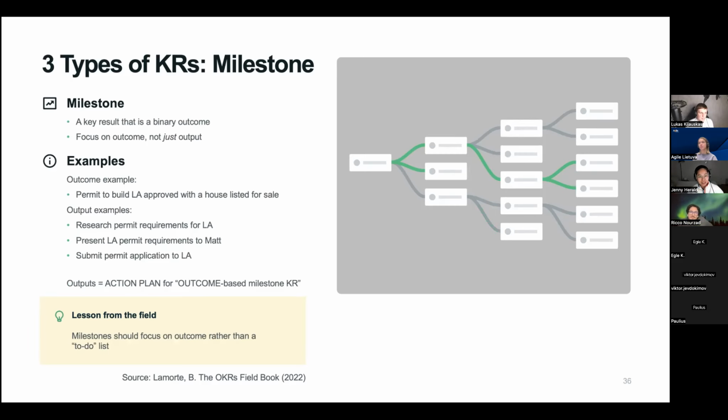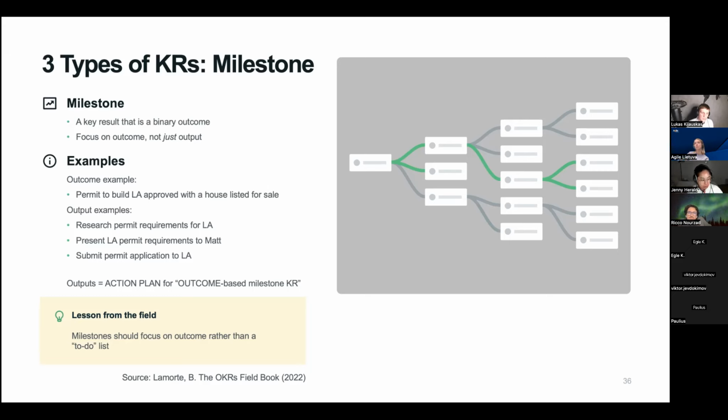And then the last is the milestone, which you should use with caution. These are typically key results that have a binary outcome. You did or you didn't, but you still want to focus on an outcome. An example that Ben gave me was he was working with a client and they were like, hey, we want to make sure that we have a permit to build this house over wherever. And I'm like, cool. So they had to break down basically the action plan. And they built up to this point where finally they were able to get that permit. Remember, though, that milestones should focus on the outcomes rather than the to-do list.